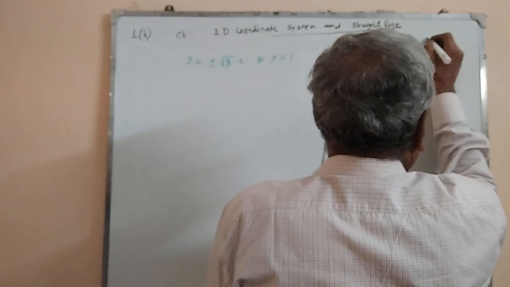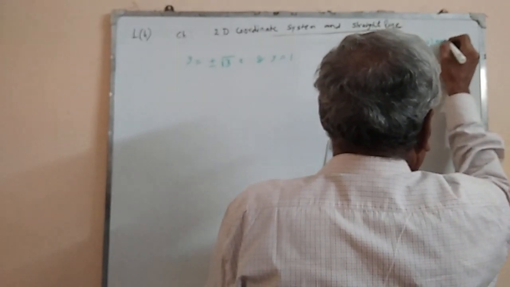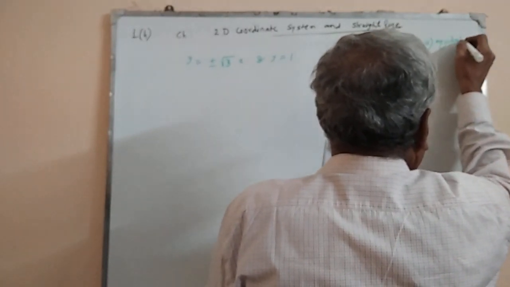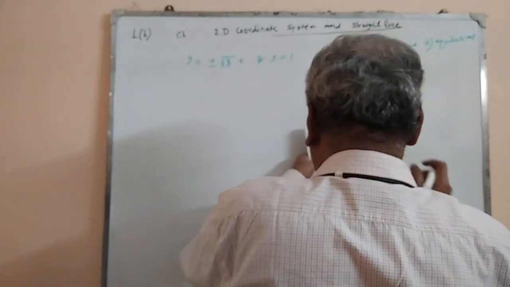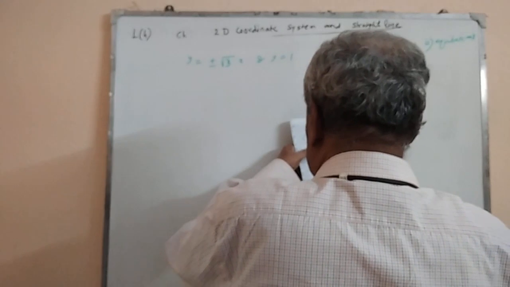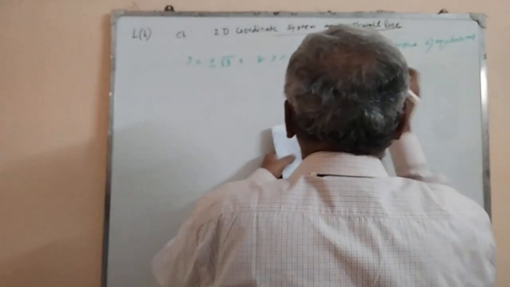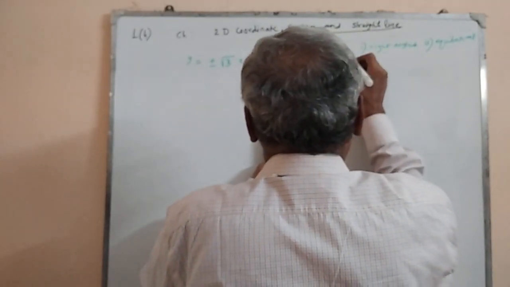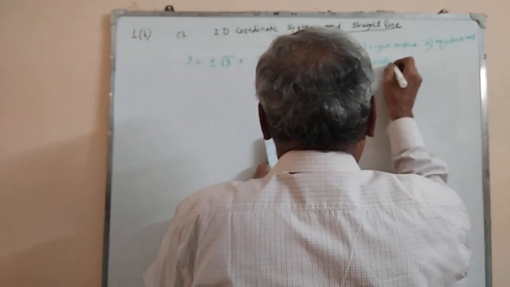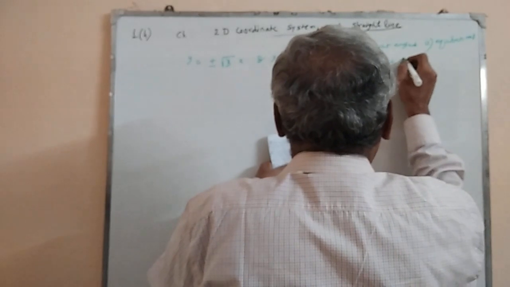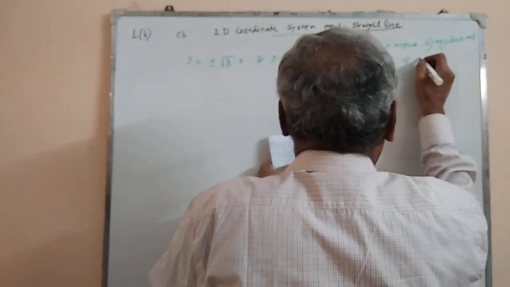Number 2, equilateral. Number 3, isosceles. Number 4, obtuse angled.